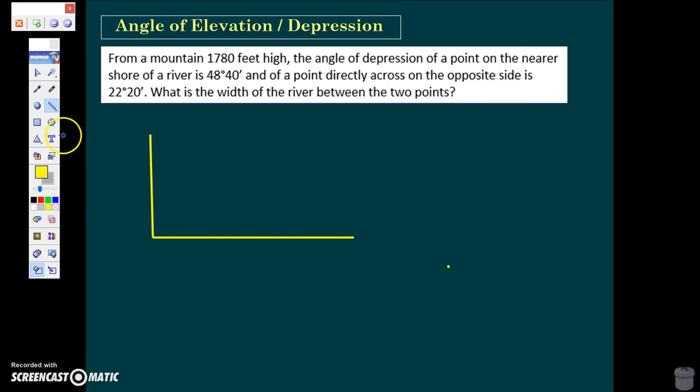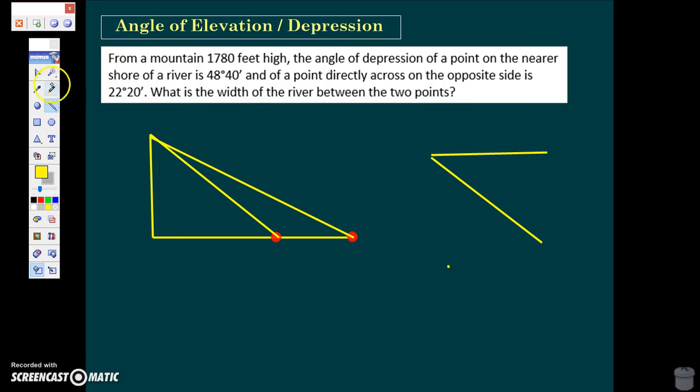This point right here, say here, this is the nearer shore, and this is the opposite side of the shore. So we have this and this as our line of sight. Remember that we have here an angle of depression. Let's say this is the angle of depression theta.